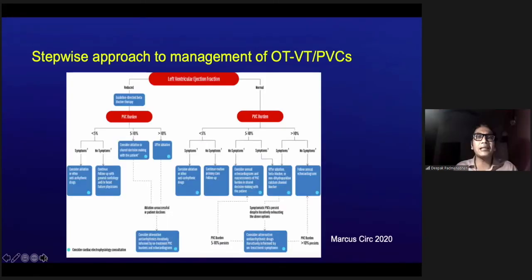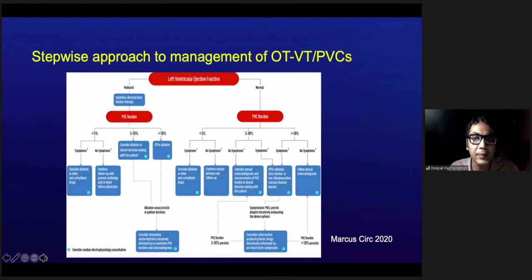So what is the stepwise approach to the management of these arrhythmias? The single first most important thing is to look at the ejection fraction. If the patient is symptomatic, that itself is a reason for intervention. If the patient is asymptomatic, then you look at the left ventricular ejection fraction, whether it's normal or reduced. If it is reduced, you want to look at the PVC burden. If it is greater than 10%, you offer ablation. If it's between 5 and 10%, you can consider shared decision making.